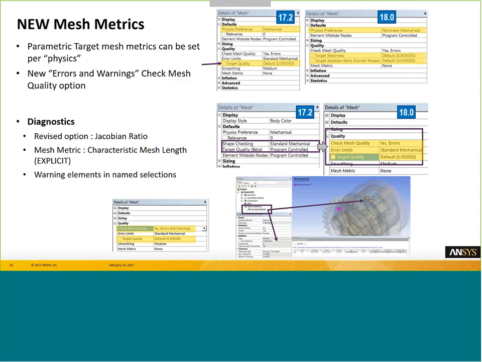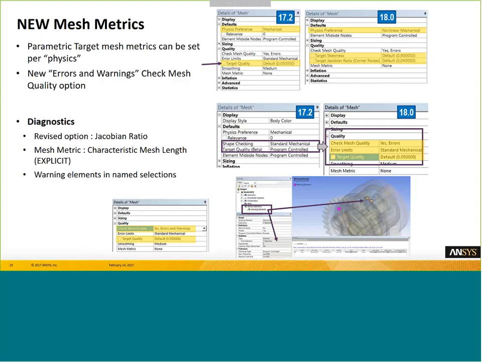Added in also an errors and warnings check mesh. So now it will produce a mesh with errors or with warnings, or you can say, no, just go and create me a mesh and I don't really care what's going on there, and then you can investigate manually the quality using the mesh metrics.